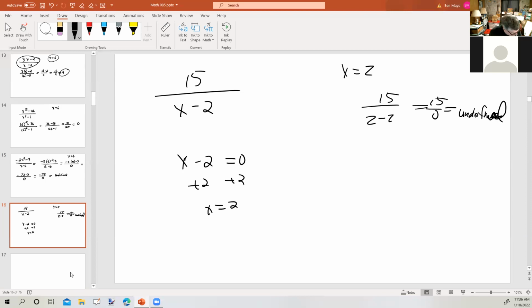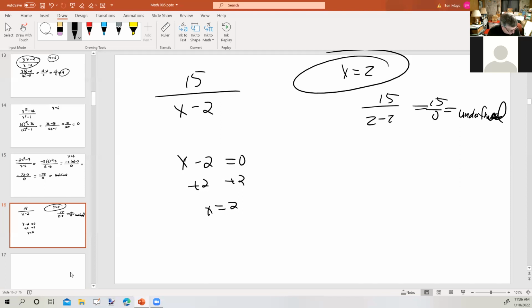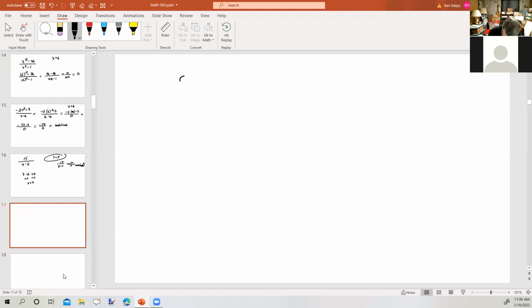So back to the question, find all real numbers for which the rational expression is undefined, x equals 2. Okay. How about this one? 5x over x plus 5. For what real number or real numbers would this thing be undefined? For x equals -5, right? Because then the denominator would be 0.